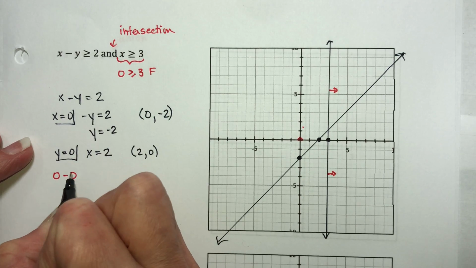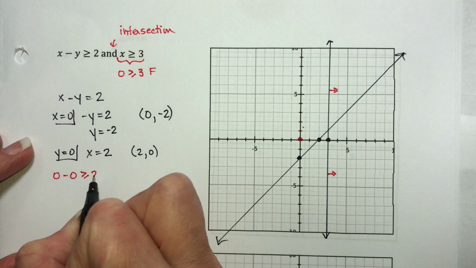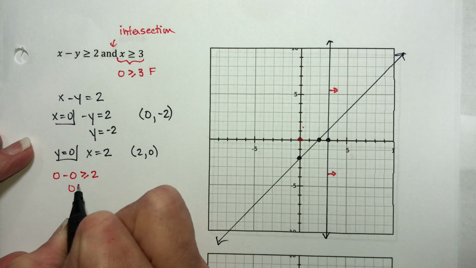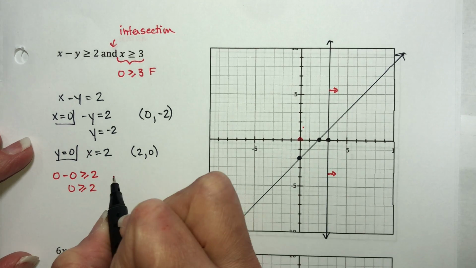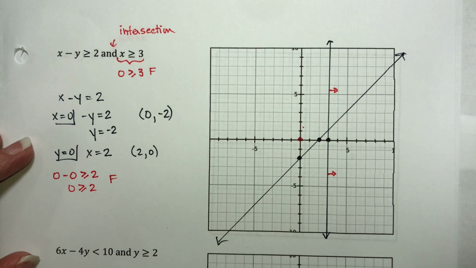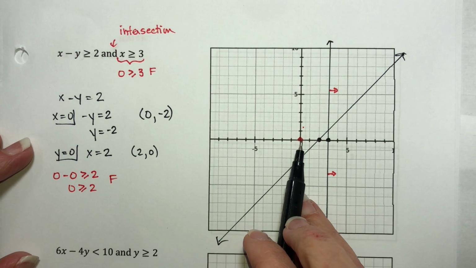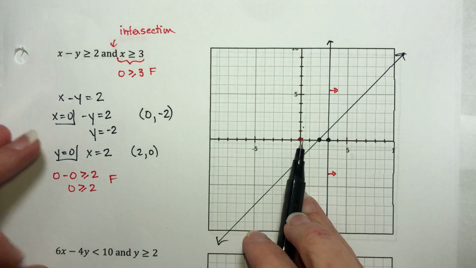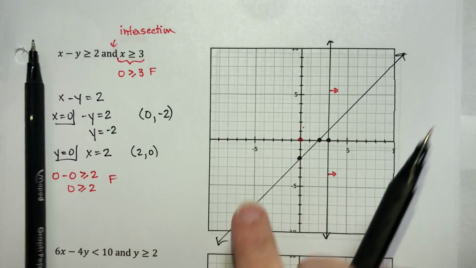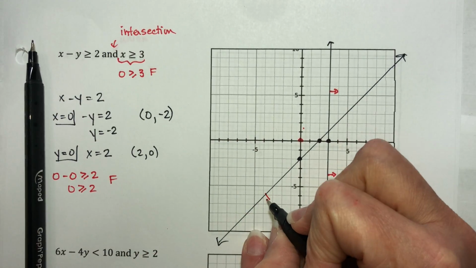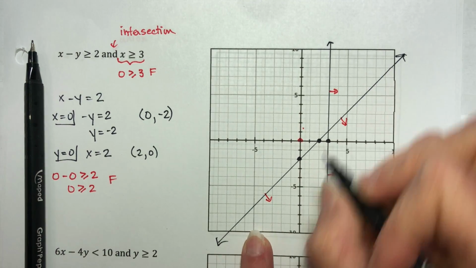0 minus 0 is greater than or equal to 2. And 0 is not greater than or equal to 2, correct? That's false. So if I test this side and it was false, that means I'm supposed to shade this side of this line. So I'm shading here and here.